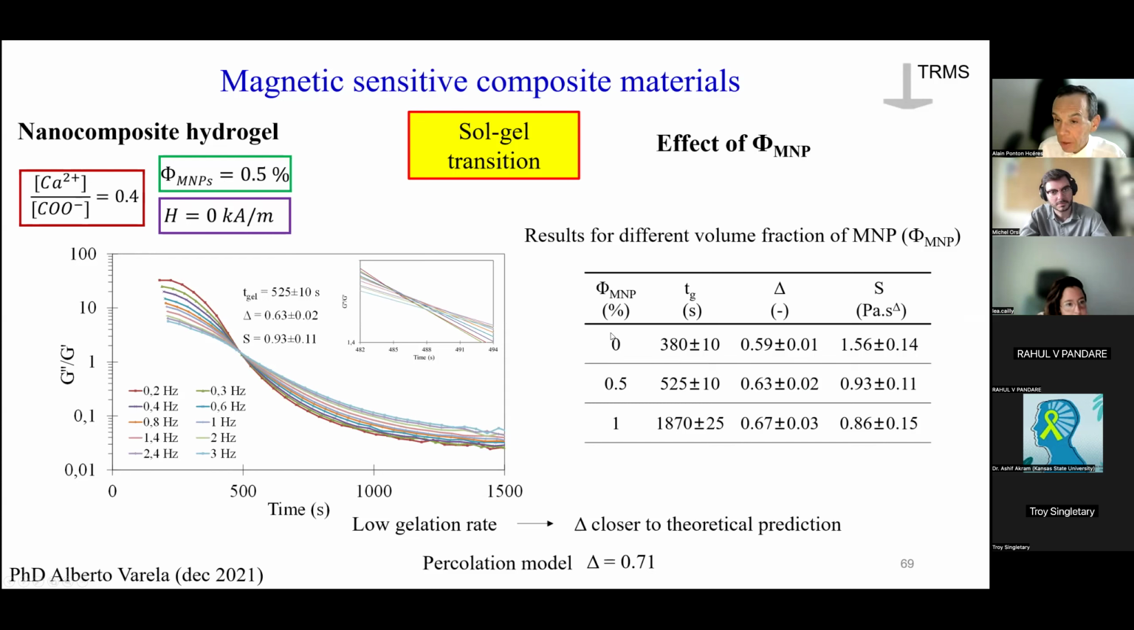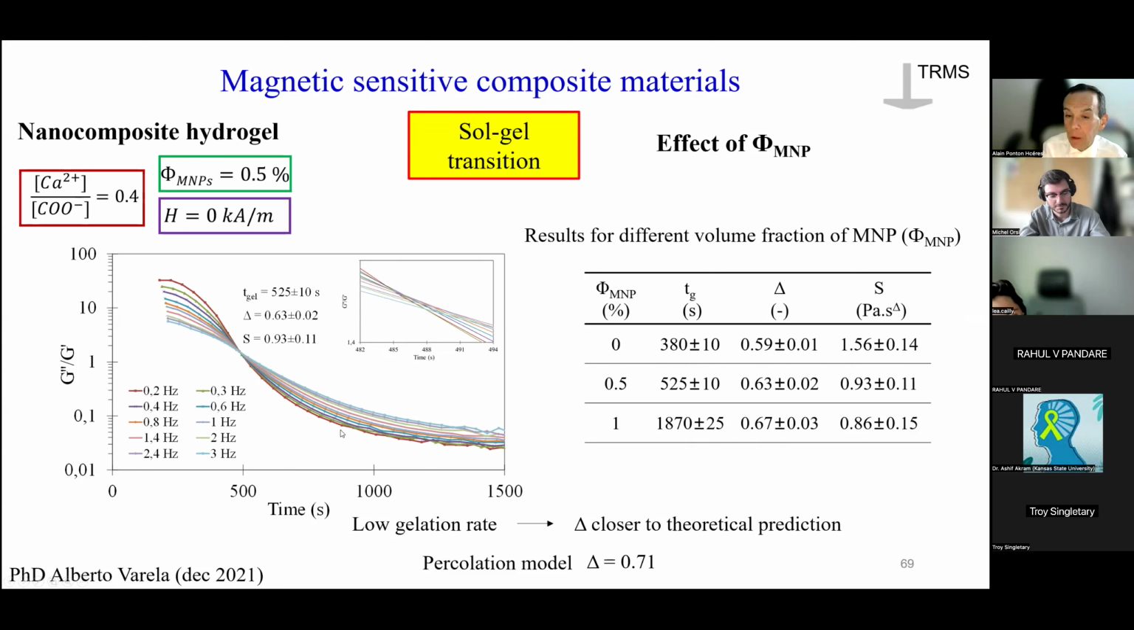Here, you can see that we have an effect of the volume fraction of magnetic particles on the kinetics of gelation. The higher the volume fraction, the higher the relaxation time. And we can also observe a small increase of the relaxation exponent. It means that we have a softer gel.